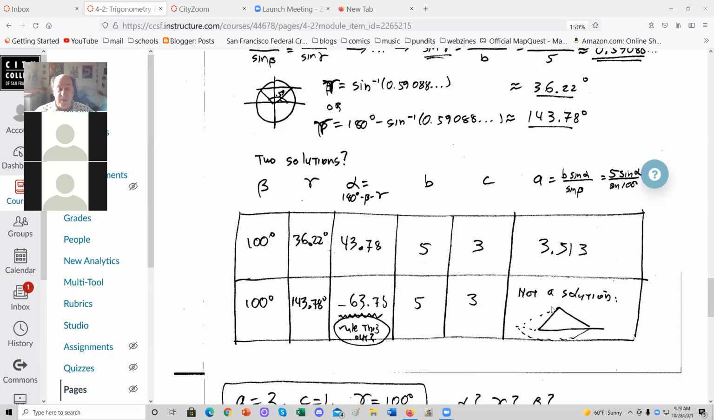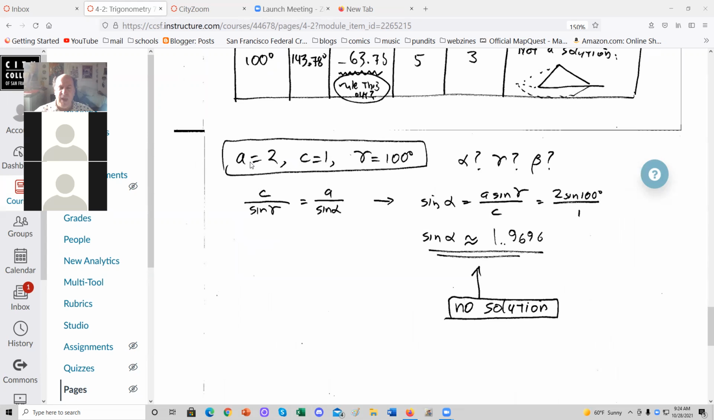Sometimes that happens. In this case, when the pendulum is longer than the length of the cantilever, this happens. But in any case, here we have a possible solution. These are the values of the angles. Here's B, here's C, and then we find A as B sine alpha over sine beta. Plugging in all these numbers, we get about 3.513.